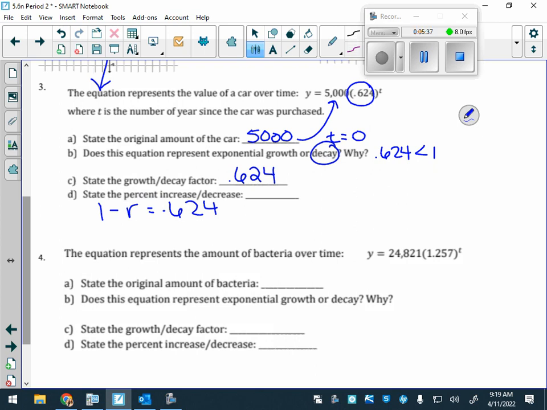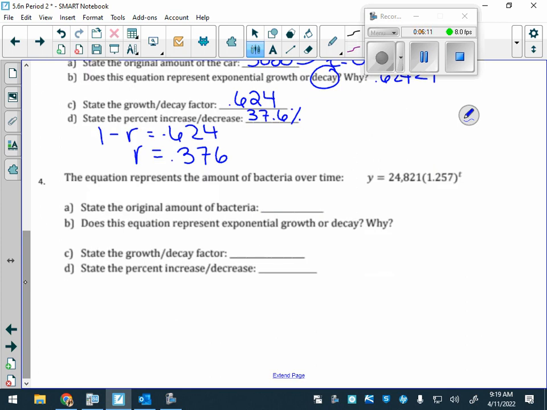And this is our decay factor. Well, the formula for decay factor is 1 minus r. So what does r equal as a decimal? Kaden? 0.376. Now, what would that be as a percent? Yeah, go ahead. 37.6%. That would be your percent decrease. Okay.